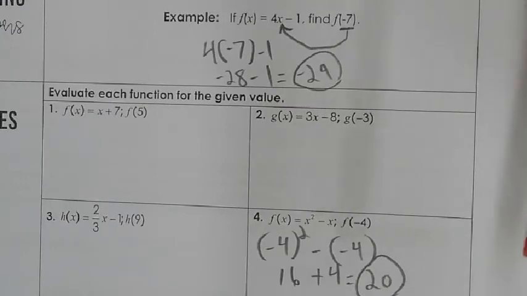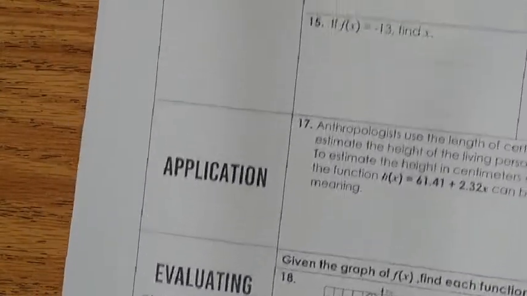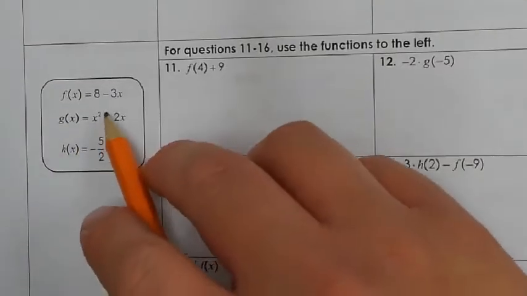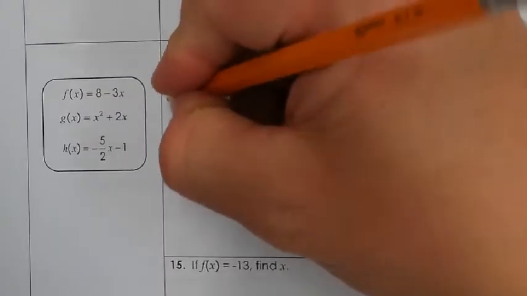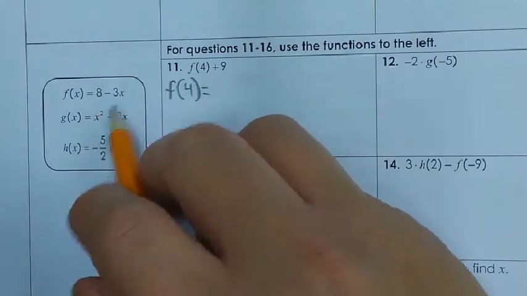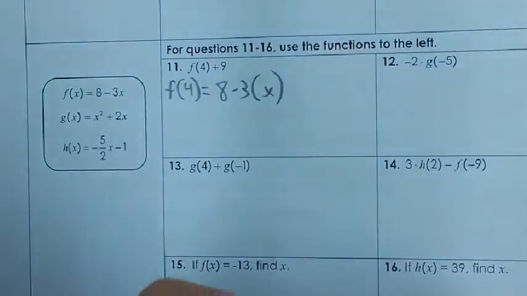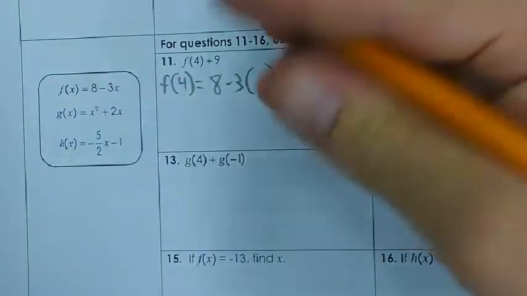Now, once we get to the back, it gets a little bit trickier. On these, like number 11, it says f of x equals 8 minus 3x. So what you're actually doing here is finding f of 4. To find f of 4, we're going to plug 4 in for x. So this would be 8 minus 3 times... never mind, I don't know why I put x there. That should be a 4.